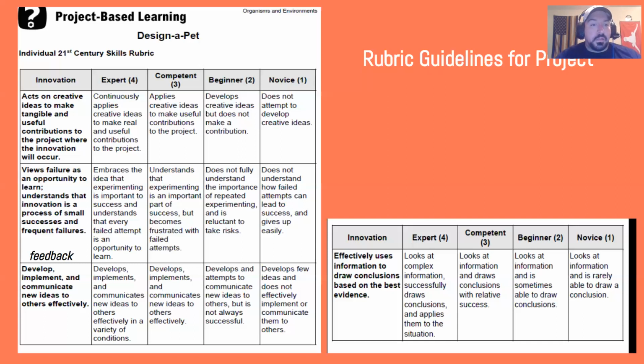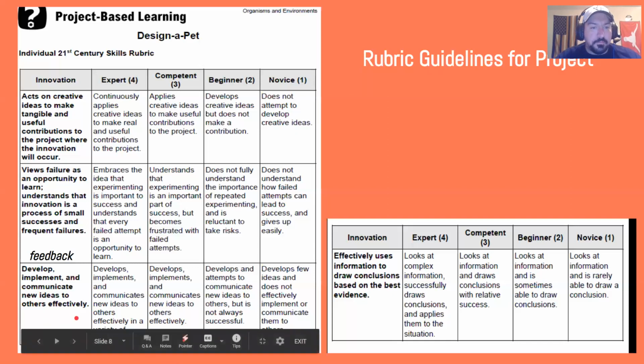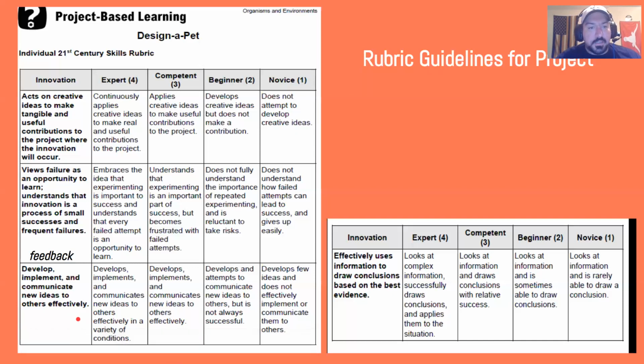Okay. So to finish up this rubric here, it's develop, implement and communicate new ideas to others effectively. I'm apologizing down here now. Develops, implements, and communicates new ideas to others effectively in a variety of conditions. That goes back to what I was talking about, really trying to sell your teacher on why you chose what you chose. Okay. I know in a discussion in a Zoom classroom I had the other day, one of my kids wanted to use a polar bear and a silverback gorilla.